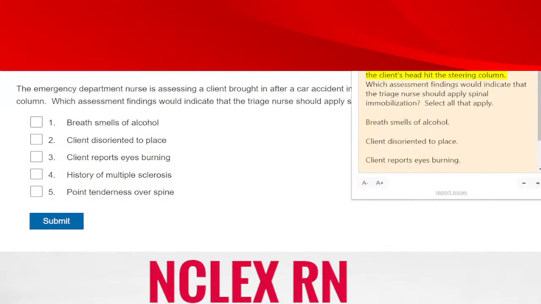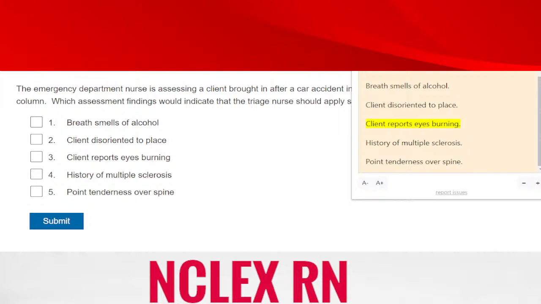The emergency department nurse is assessing a client brought in after a car accident in which the client's head hit the steering column. Which assessment findings would indicate that the triage nurse should apply spinal immobilization? Select all that apply. Breath smells of alcohol. Client disoriented to place. Client reports eyes burning. History of multiple sclerosis. Point tenderness over spine.